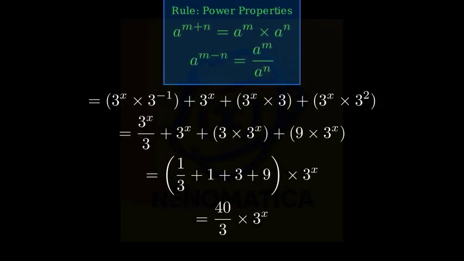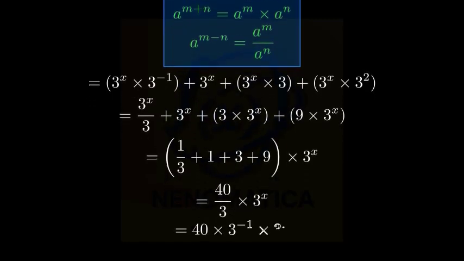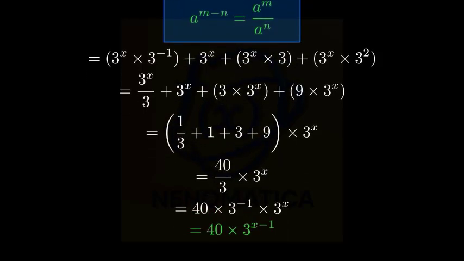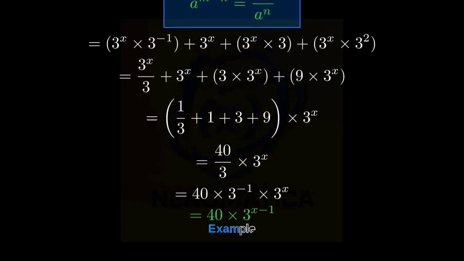1/3 plus 1 is 4/3, plus 3 is 13/3, plus 9 is 40/3. So we have 40/3 times 3^x. We can rewrite 40/3 as 40 times 3^(-1). This gives us 40 times 3^(-1) times 3^x. Finally, using the law of exponents, we can combine 3^(-1) and 3^x. This gives us 40 times 3^(x-1), which is our final answer. Let's look at our third example.